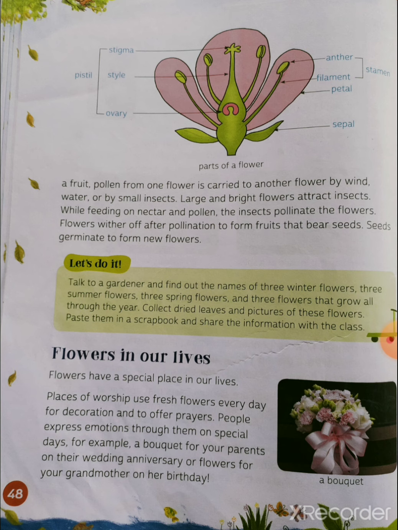As soon as pollination is completed, the flower falls off and fruit formation takes place. Inside the fruits, seeds are formed, which when they fall on the ground, germinate or grow into a new plant of the same kind.